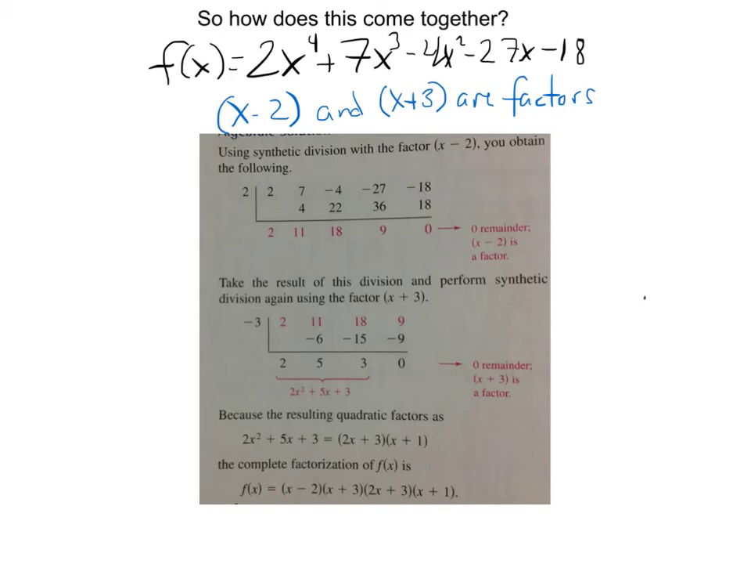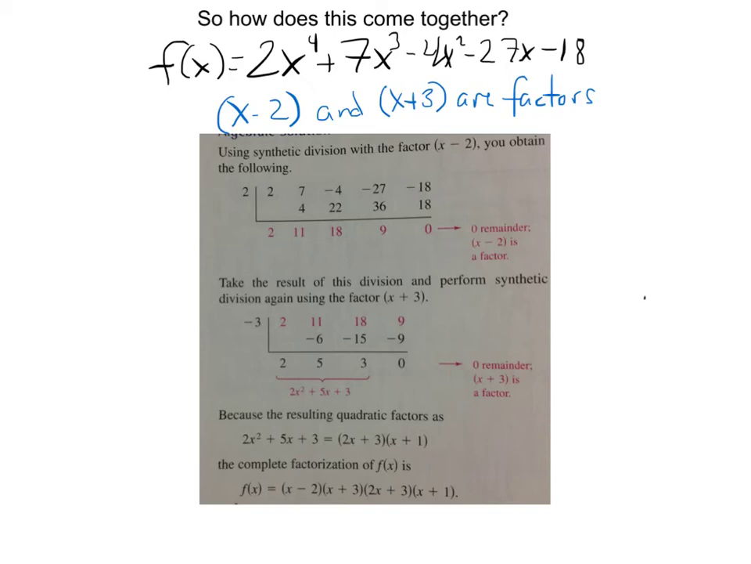So how does all this come together? Suppose I had a function f of x equals 2x to the fourth plus 7x cubed minus 4x squared minus 27x minus 18. And I was also given that the quantities x minus 2 and x plus 3 are factors of it. And I want to factor it completely.